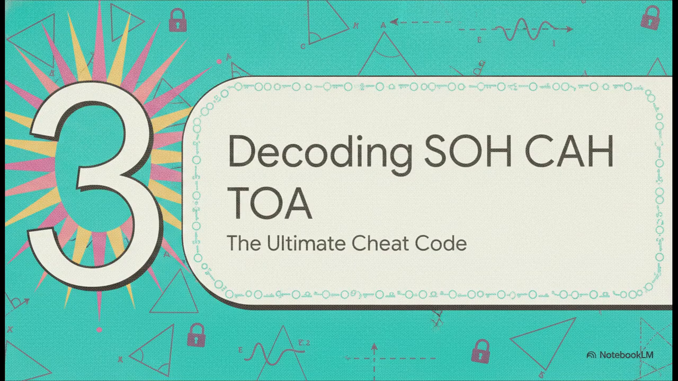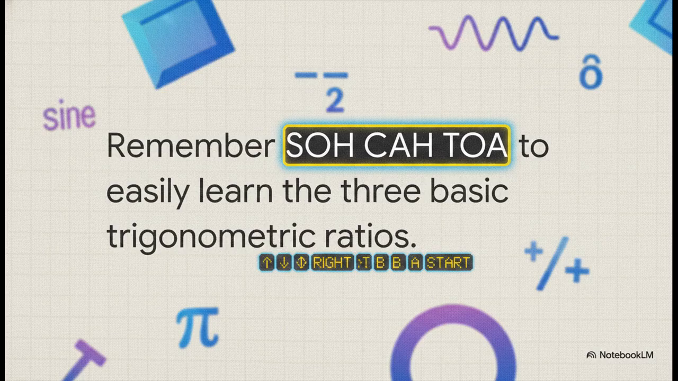All right, Section 3. Decoding SOH CAH TOA, the ultimate cheat code. So here it is, the simple mnemonic trick that unlocks everything. SOH CAH TOA. I know, it kind of sounds like a word from an ancient language, but it's actually the ultimate cheat code for trigonometry. Once you lock in these three little syllables, you've essentially learned the whole foundation of trig. Let's look at exactly how it works.